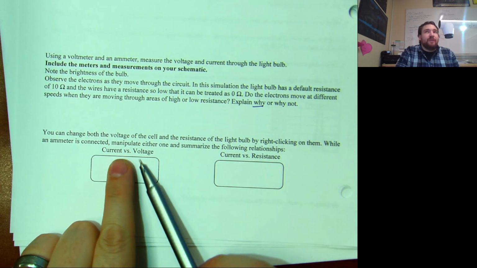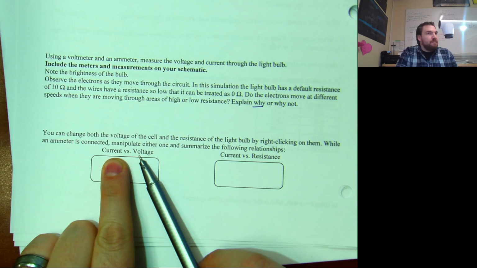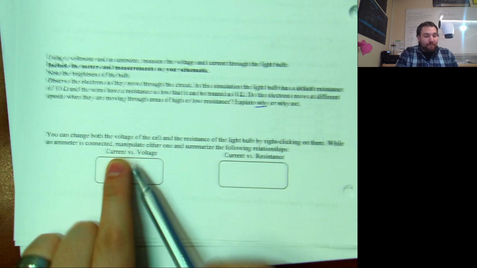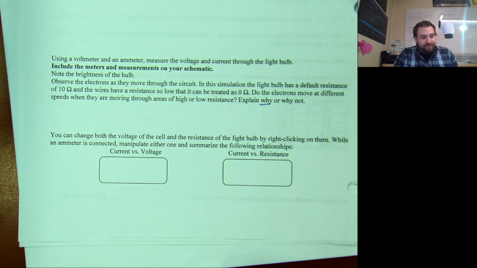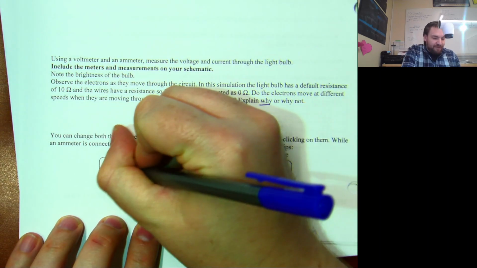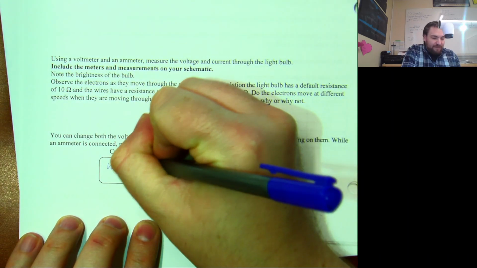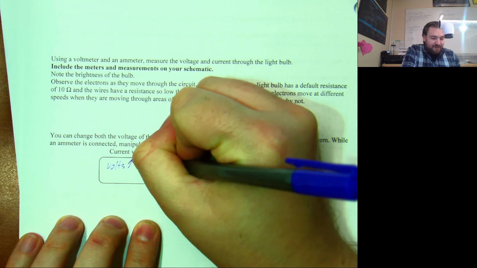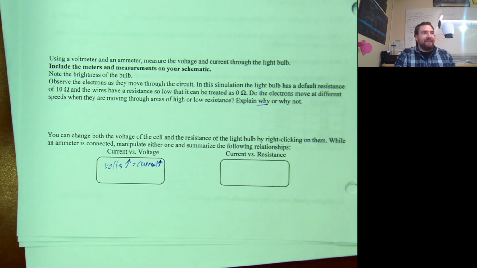Current versus voltage. What is the relationship between these two? Yes, Connor. As your voltage increases, amps go up as well. Okay. Volts go up, means current goes up. I love it.